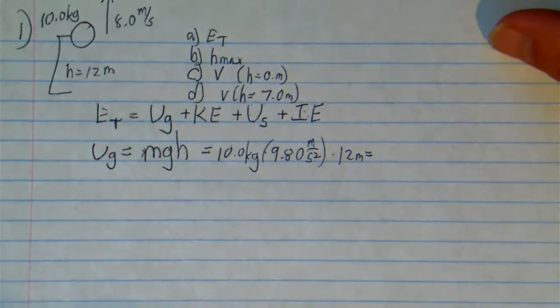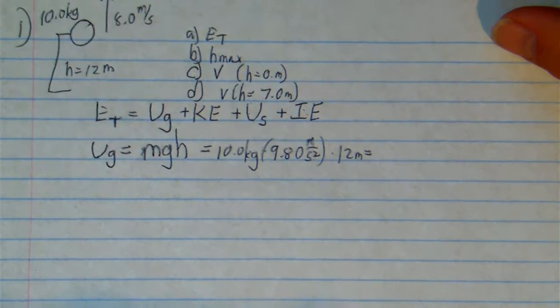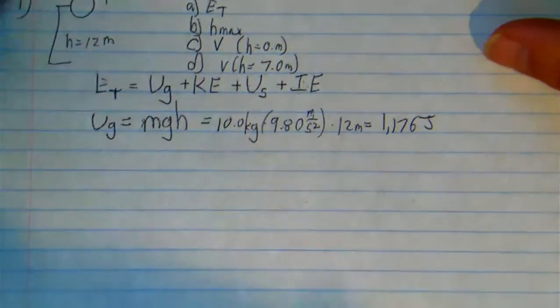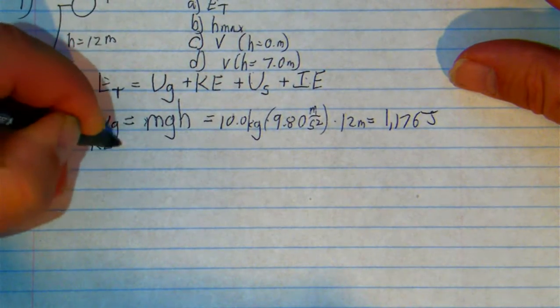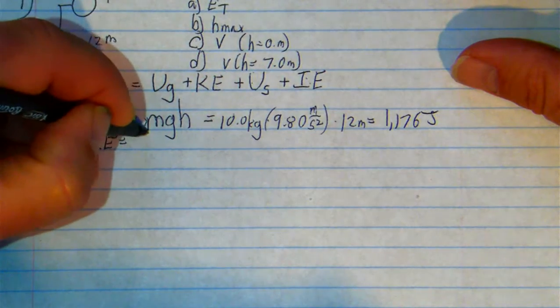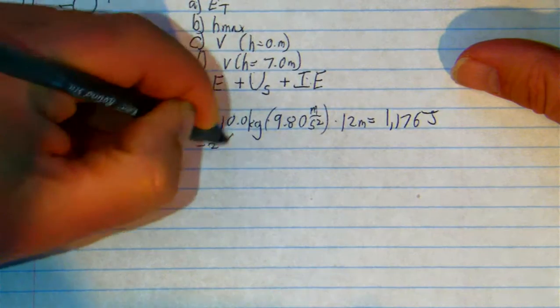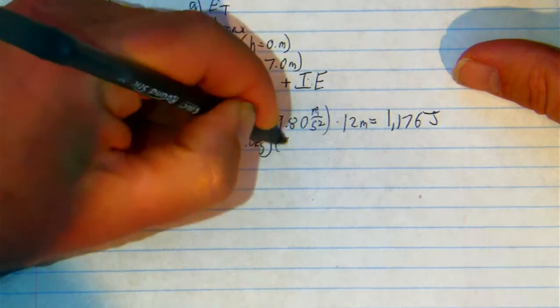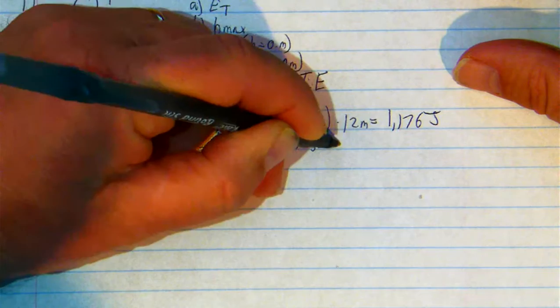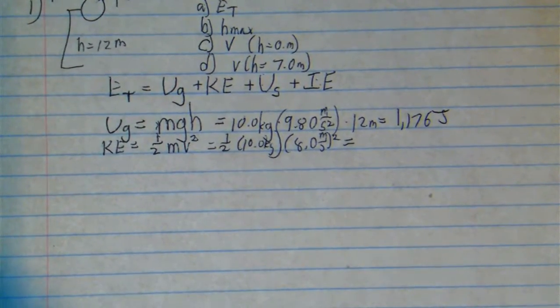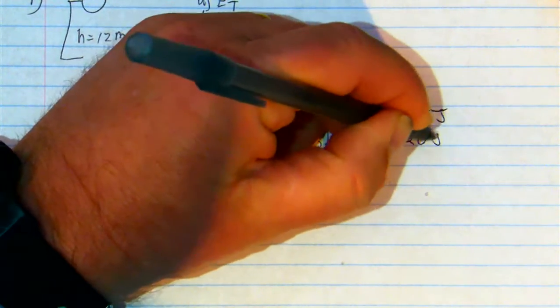So that would be 98 times 12. I get 1,176 joules. And yes, I'll round that off in a bit. In addition, there's kinetic energy, because this medicine ball is moving. And the formula for kinetic energy is 1/2 times mass times velocity squared. So 1/2 times 10 kilograms times 8 meters per second, quantity squared. So that's 5 times 8 squared, which is an additional 320 joules.